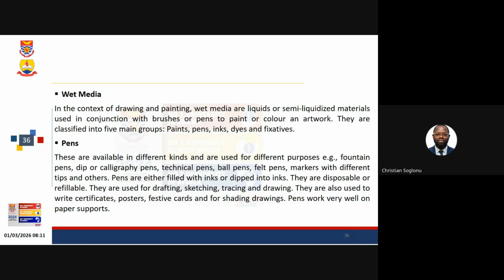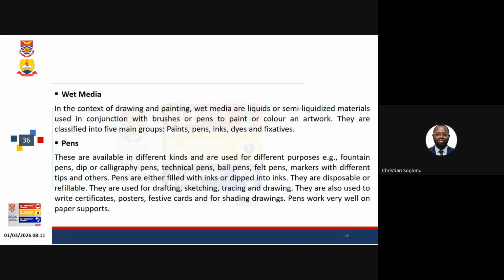Then we have dyes. Dyes are used by those who do printmaking, normally cloth printing. Dye is just a stone. So if it is red, you have a pebble that looks red. So you need to grind those pebbles into a powdered form. Then you come and add liquid of your choice. You can add alcohol, you can add kerosene, you can add petrol, you can add water, any liquid that you want to add to the dye is also accepted. Then it can also be classified as fixative.